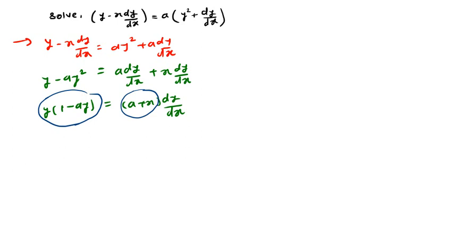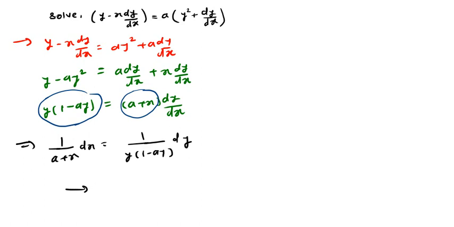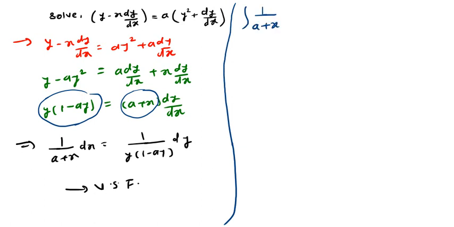So rewrite it in variable separable form. After rewriting, this will be 1 upon a plus x into dx is equal to 1 upon y into 1 minus ay dy. Now this is clearly in variable separable form. Once it is in variable separable form, we find its solution just by integrating on both sides. This will be integration of 1 upon a plus x dx is equal to integration of 1 upon y into 1 minus ay dy plus, suppose, log c.